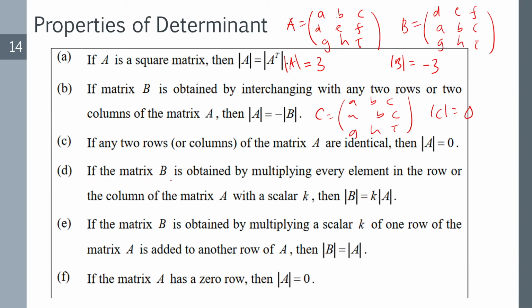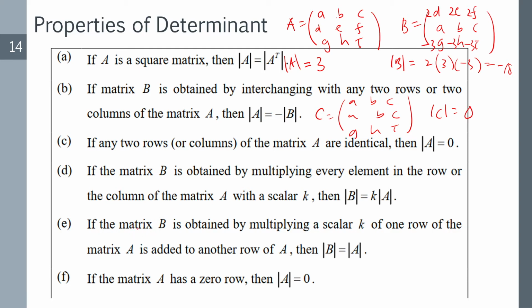Okay, and then if the matrix B is obtained by multiplying every element in a row or a column with a scalar k, then the determinant of B is k times the determinant of A. So it means that every element in the row or column is multiplied by, say, 2, 2, 2. So this one you're going to have 2 multiplied by 3 is 6. It means it's only once. Let's say if you have another one that is negative 3, every element is multiplied by negative 3, so you multiply with negative 3 again, because it is only a single row.